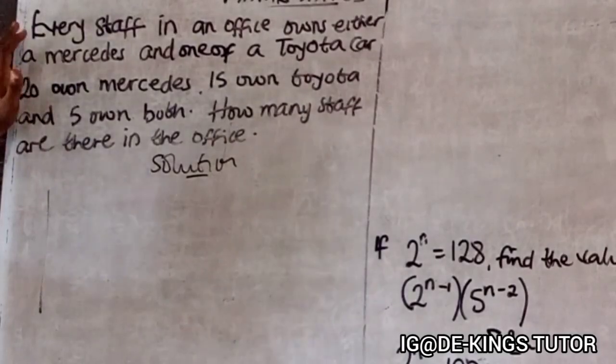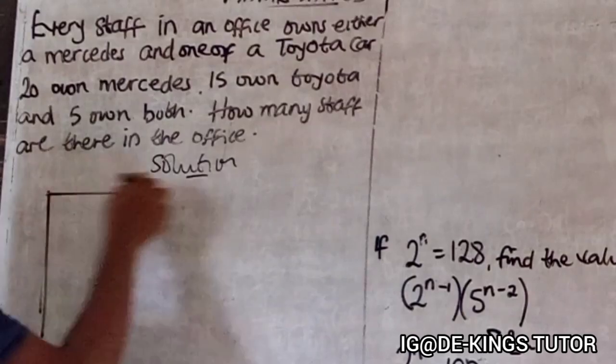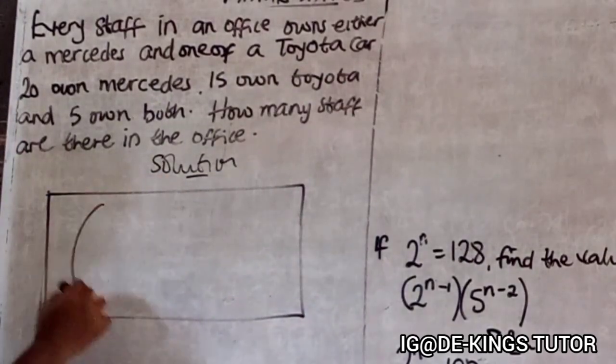So the question said every staff in an office owns either a Mercedes or a Toyota car. 20 own Mercedes, 15 own Toyota, and 5 own both. How many staff are there in the office? Okay. So if we draw, they said 2 cars.